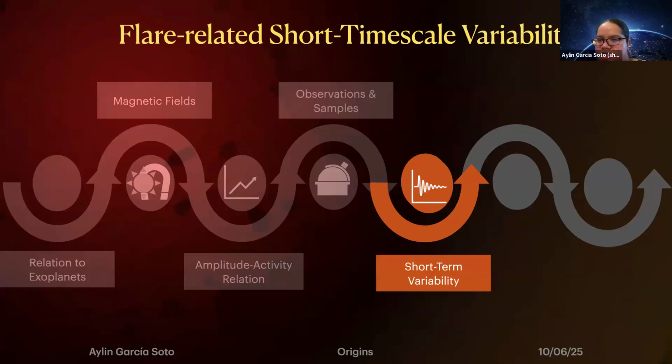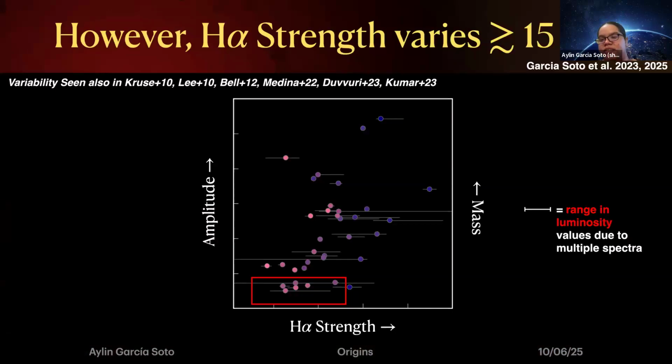So now we're going to transition a little bit to short-term scale variability that we found without meaning to, but it has been seen in the literature before, where this quote-unquote error bar is not an error bar, it is the range of H alpha strengths. And so this means that within one observation, the H alpha strength varied by the length of that for each star.